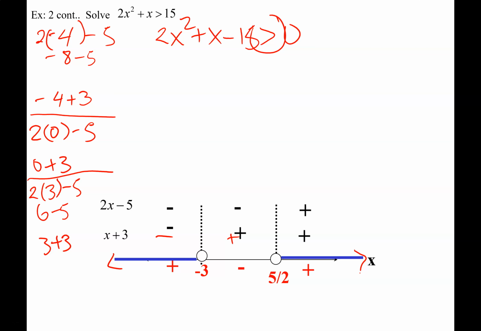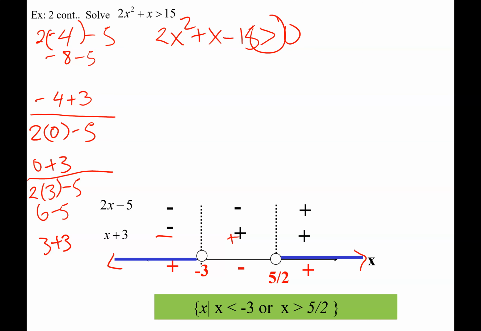Does that make sense? Now, I'm also going to write this in set builder notation. So in set builder notation, we're going to have the set of all x's such that x is less than -3 or x is greater than 5/2. Now you know.